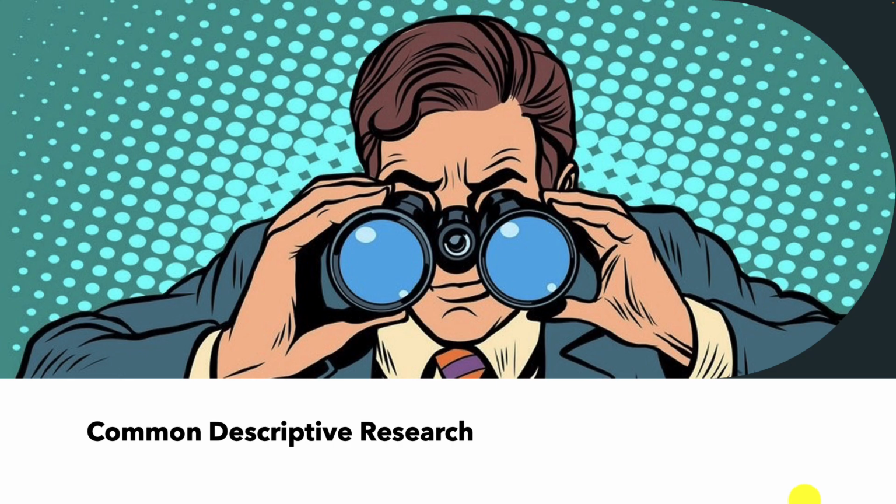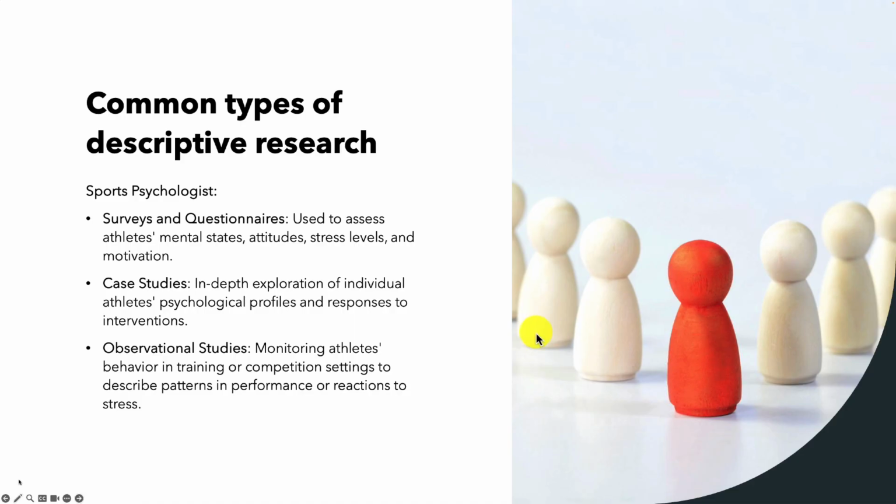Again, some of you may have done this. Most of you have not, based upon what I have seen in the videos. So, we're talking about common types of research for sports psychologists. These generally refer to surveys and questionnaires, and we can tell PubMed to find these. These also refer to case studies, right? And these are in-depth exploration of individual athletes' physiological profiles and responses to interventions, right?